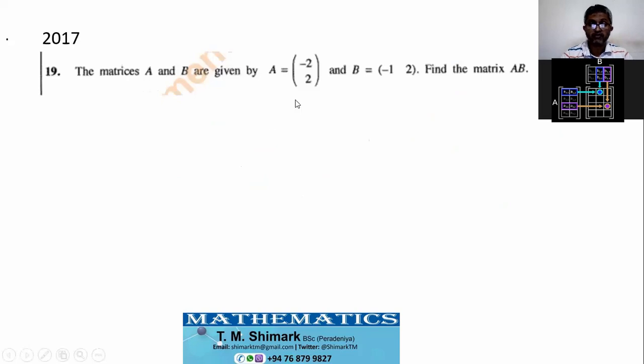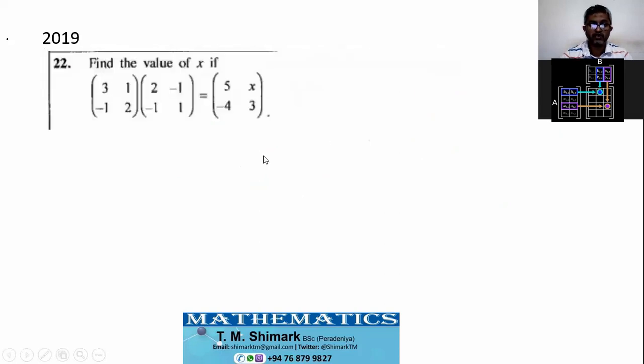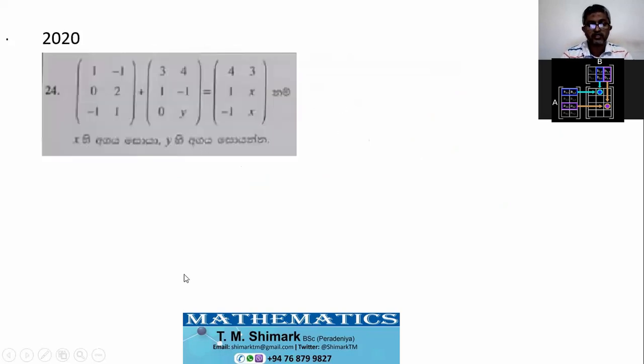So that is the 2017 question. We have this AB we need to find. 2018, multiplying, and X and Y we need to find. 2019, multiplying, we need to find X only. 2020, we have X and Y, but X is in 2 places, you see, X is in 2 places. So I think you can do, right? They ask you to find the value of X, then find the value of Y.